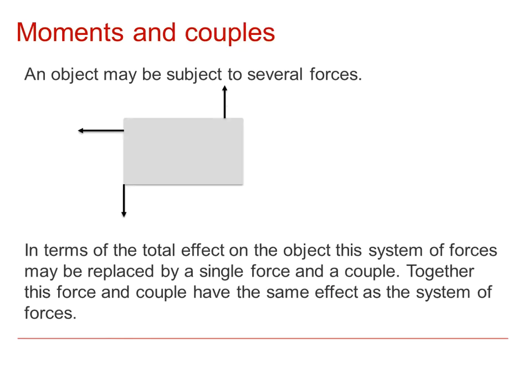If we have a system of forces acting on an object, then it's possible to replace those forces by an equivalent single force acting at a point and a couple. We can calculate the value of the force by considering the resultant of the system of forces, and also then the moment of the forces about the point will give us the value of the couple. So let's look at that in a particular example.